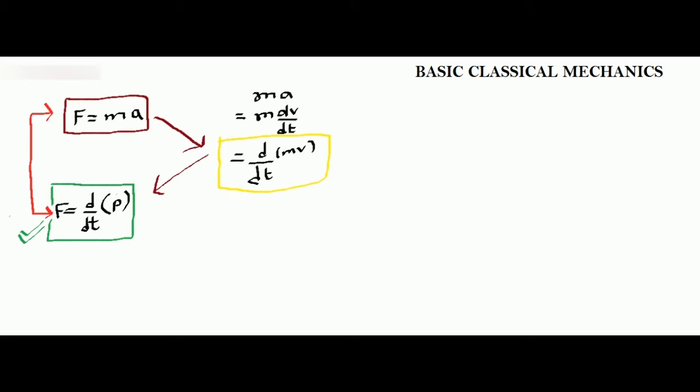The second equation says that there is some quantity called momentum, and this momentum can be described by the mass of an object and its velocity. You multiply them, you get momentum, and the rate of change of this momentum gives you force. So there is some quantity called momentum whose rate of change is force. One special condition is when the force acting on an object is 0, then you can easily say that d/dt of momentum, which equals force, is 0.